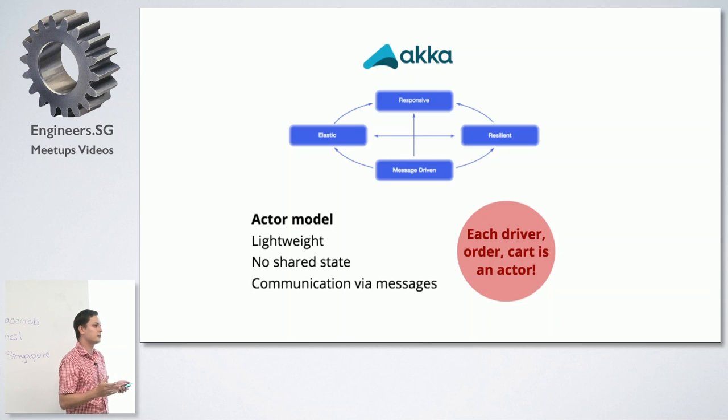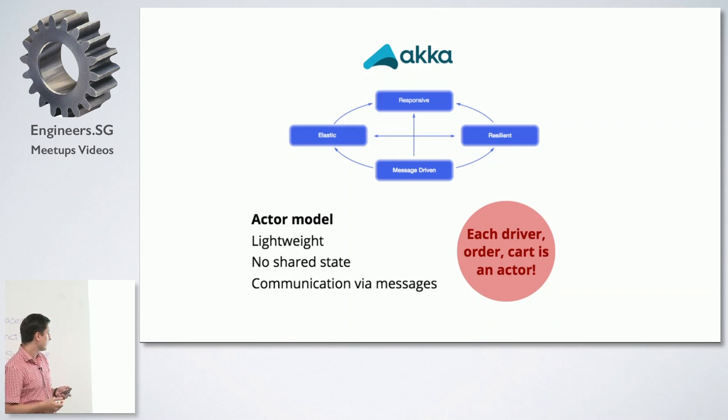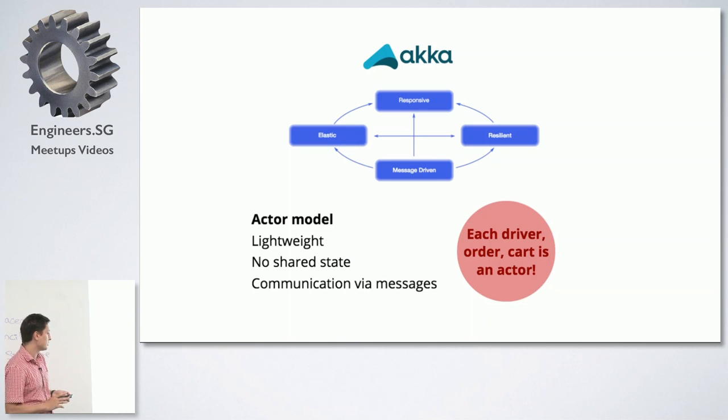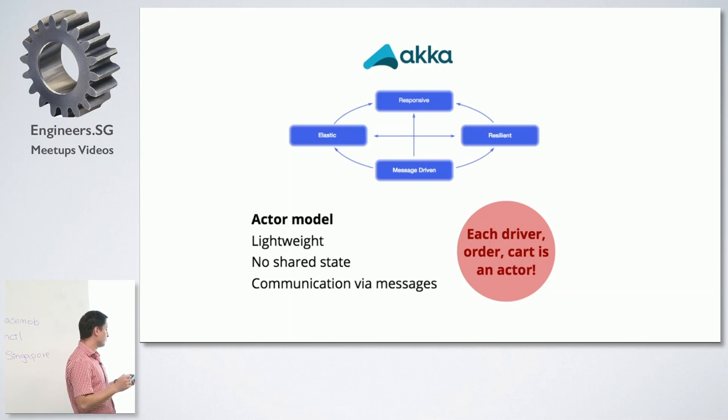If object-oriented model says that everything is an object, actor model says that everything is an actor. Which means that the driver or order or a cart, such system will be an actor. Actors are very lightweight, so it's only 300 bytes of heap in Scala and Java implementation. They communicate via messages, and this is the only way to communicate between actors. And they don't share the state, which means that if actor wants to know something about other actor, he needs to send a command and wait for the response.